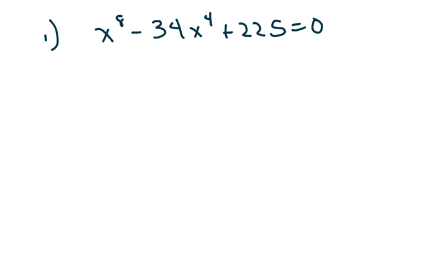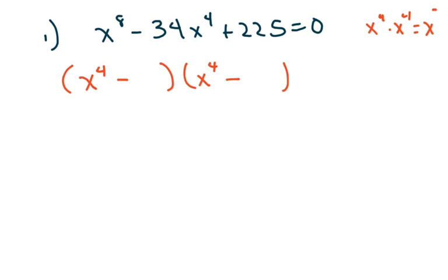Okay, so the first one, basically, I'm just going to break this down as x to the fourth, x to the fourth. They're both going to be minus. Now, the reason we do that is x to the fourth times x to the fourth equals x to the eighth. Okay, so now we're going to factor this out. So we're going to do this as 25 times 9. Because negative 25 minus 9 is negative 34.